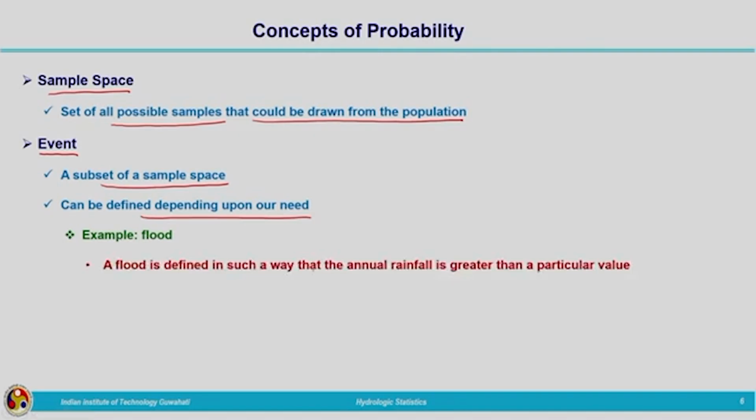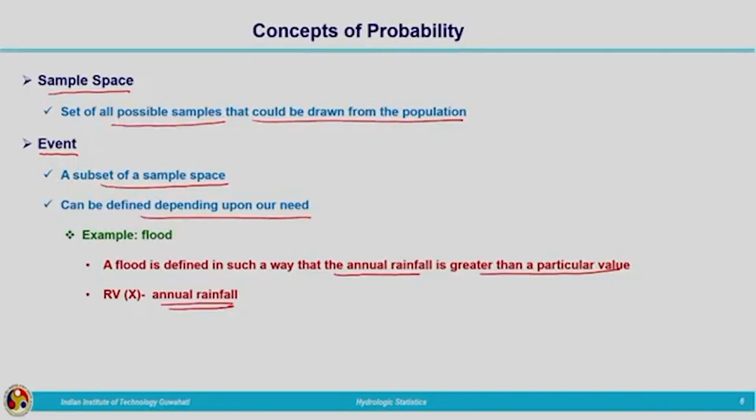A flood is defined in such a way that the annual rainfall is greater than a particular value. In the similar way, if we are defining drought, the annual rainfall will be less than or equal to a particular value. This depends on our data and also our experience. Random variable x is annual rainfall. This annual rainfall should be greater than a particular value in order for a flood to happen. In the similar way, if it is less than a certain value, then that particular year can be considered as a drought year. So these are some examples of events.